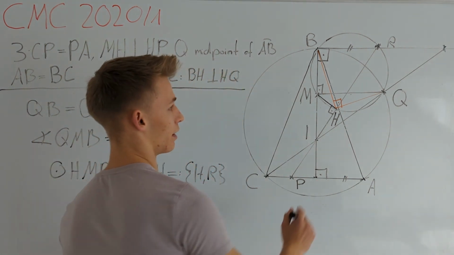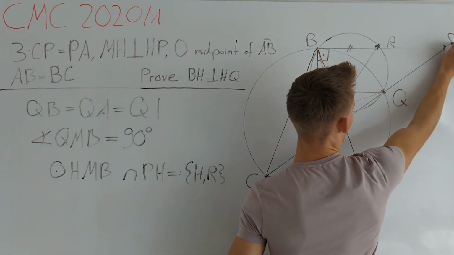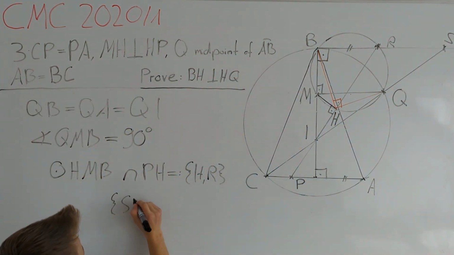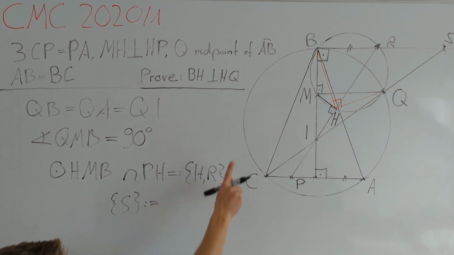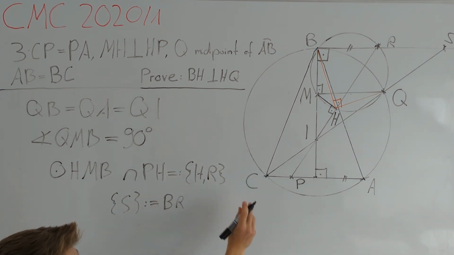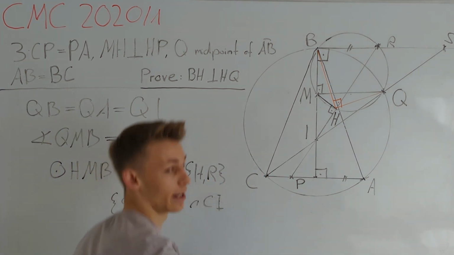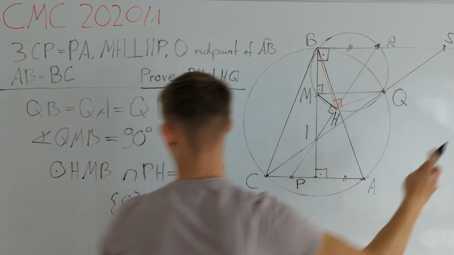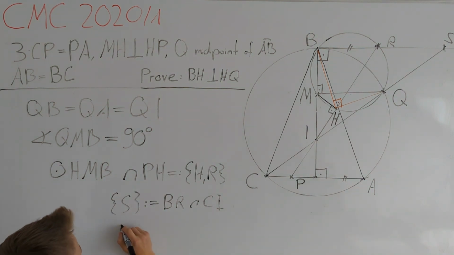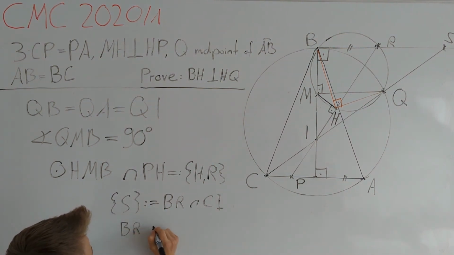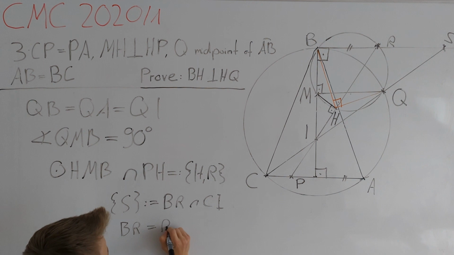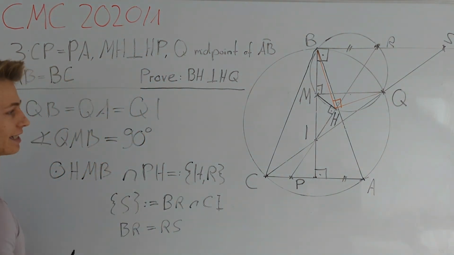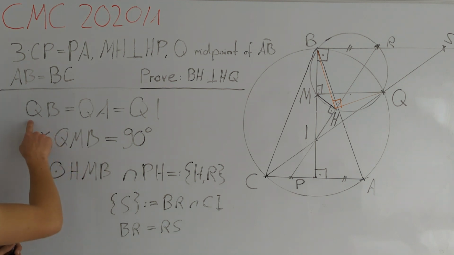This means now that we can introduce the point S, which should be the intersection of the lines BR and the line CI. And now we know that R is the midpoint of the segment BS. So we can write BR equals 2RS. Now we remember that in the beginning when we used the in-center excenter lemma, we got that QB is equal to QA is equal to QI.